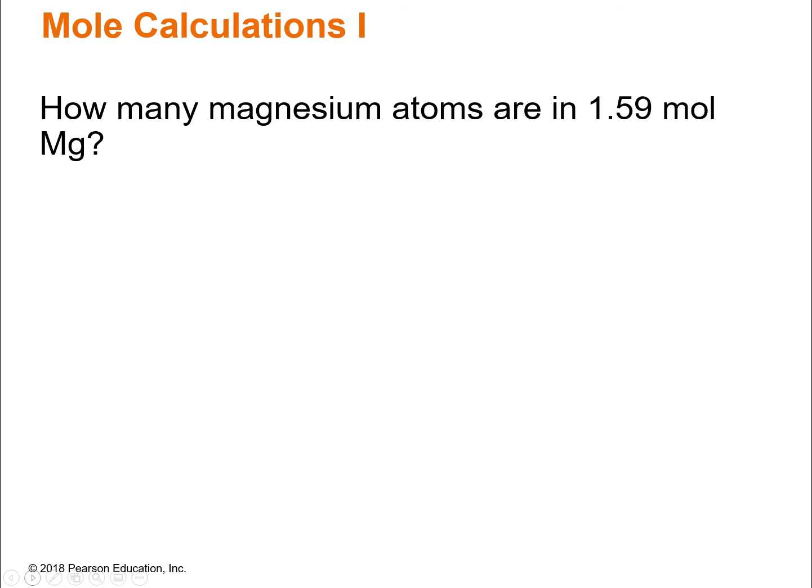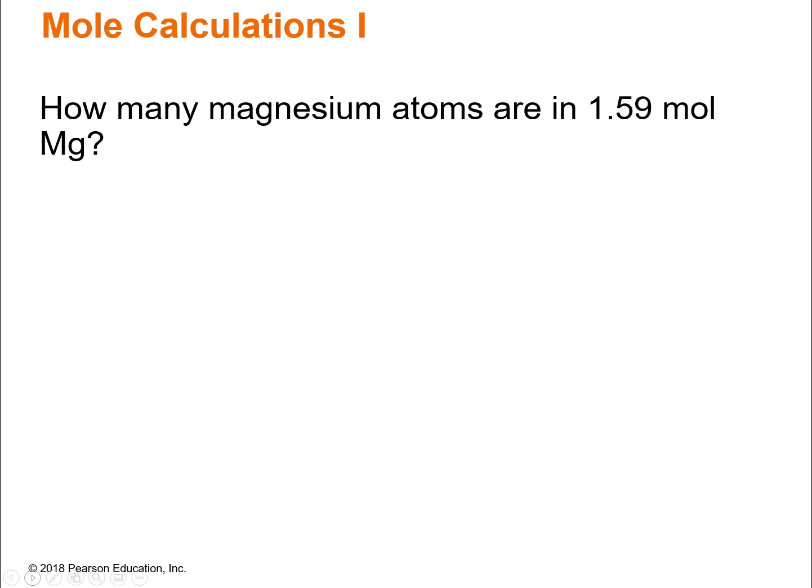I'll show you how we can use that information to convert from atoms to moles and moles to atoms. What we're doing here is we're building up our repertoire of problem types. So at the end of this, I'm going to have a cheat sheet that I'm going to fill in for you where we have the problem types that we covered today and the equivalent unit factors that you need to do those problems. So in this first problem, we're asked how many magnesium atoms are in 1.59 moles of magnesium.